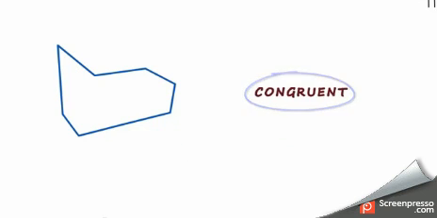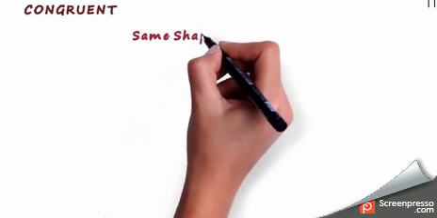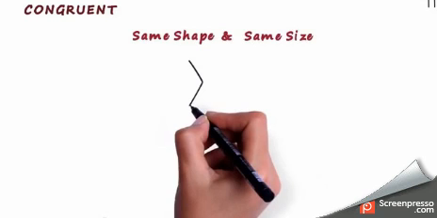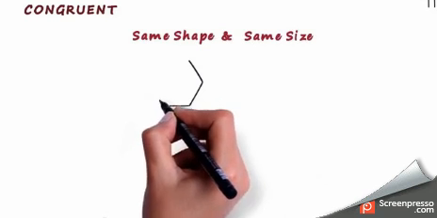Now we can deduce the two conditions of congruency. The first condition is that they should have the same shape. Okay, mister. They should have the same shape and the same size and the same number of sides. Okay, the same shape and the same size. Okay, let's go to the next example.